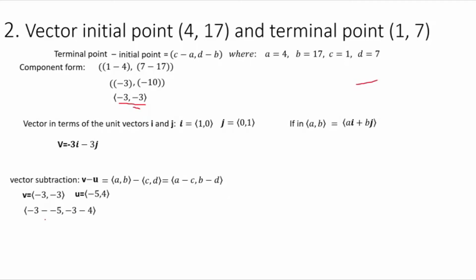So from here we have negative 3 minus negative 5. Again, you will see the double negatives here, which becomes a positive. So in this case, it would be negative 3 plus 5, negative 10 minus 4. So v minus u equals 2, comma, negative 14.